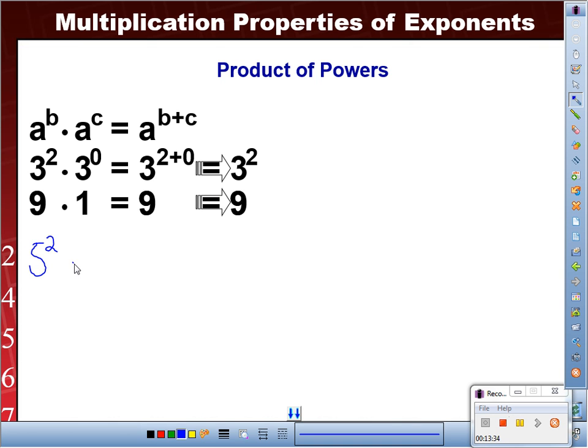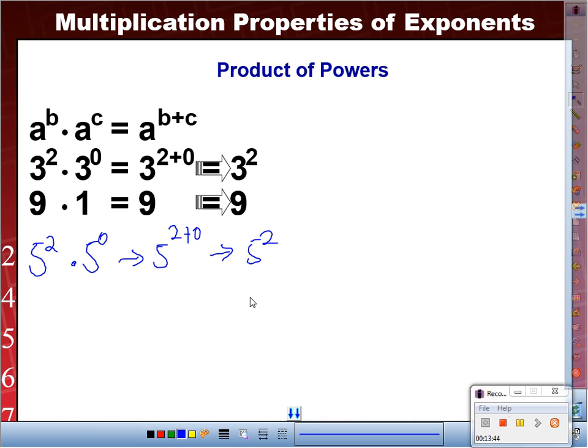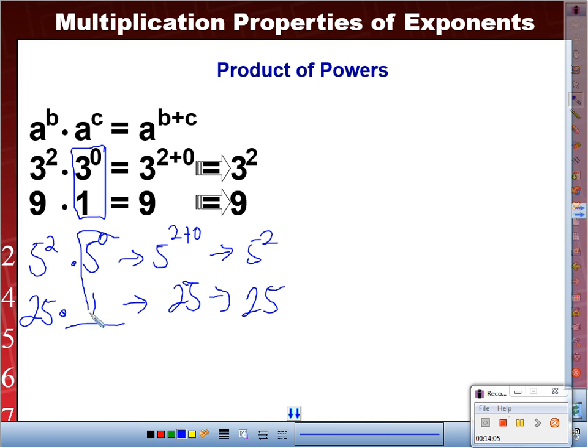5 to the second times 5 to the 0, that is 5 to the second plus 0, which is 5 to the second. Are we there so far? What is 5 squared? That means this is 25. That means this is 25. Are we there so far? So, 25 times what gives me 25? So what do you think? If I continue going, what would be the rule? Don't say it out loud, keep it to yourself. What would be the rule if I continue going? Tell your neighbor.